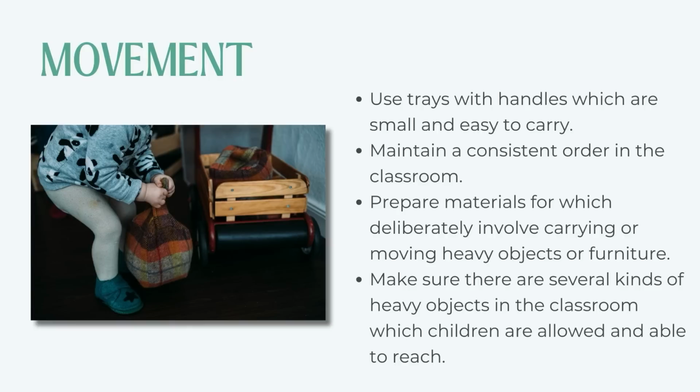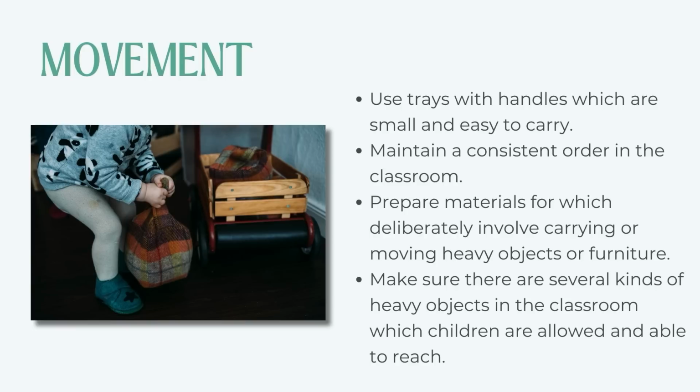Another aspect of this is that they are repeating what they have seen in their environment, which is us adults constantly carrying things, moving them around. Possibly from the child's perspective, this is done completely without reason. So it's very important to the child to have the freedom to carry items, to move furniture and materials around. The ways that we support this need in the classroom is by using trays with handles that are small enough and easy for them to carry.